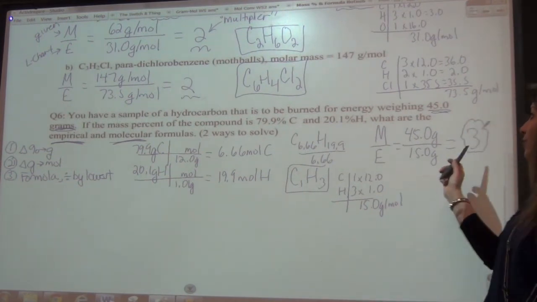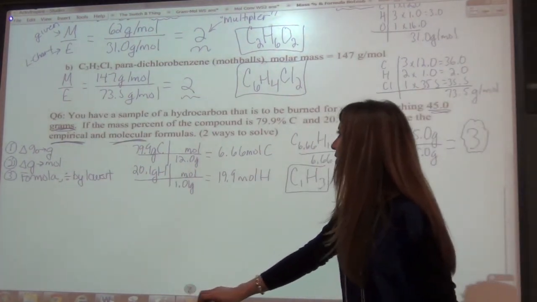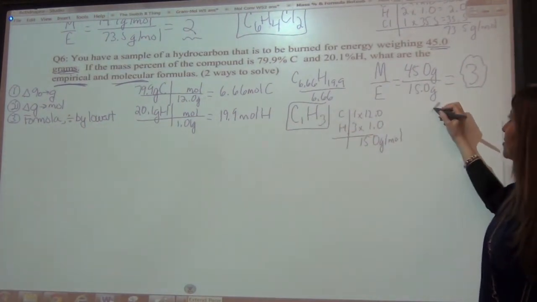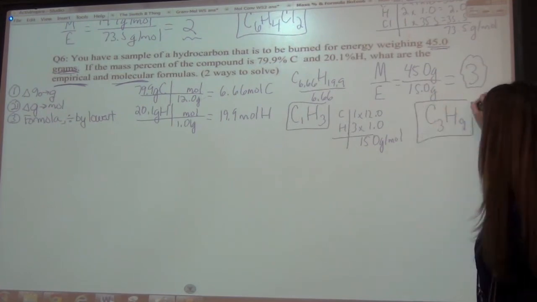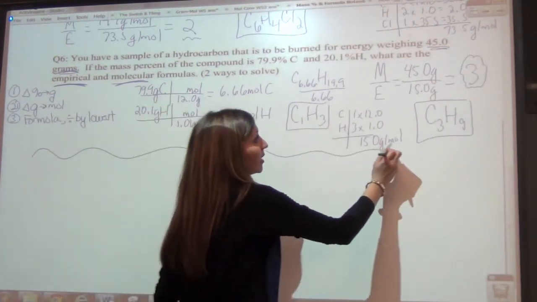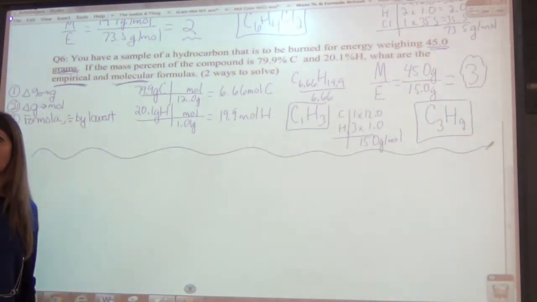If you don't get a whole number when you do your multiplier, your M over E equation, then you probably did something wrong, okay? So then all I'm going to do is multiply this by 3. What do you get when you multiply it by 3? C3H9. Okay, bless you. That is the long way of solving the problem. Now I'm going to show you the short way of solving the problem.